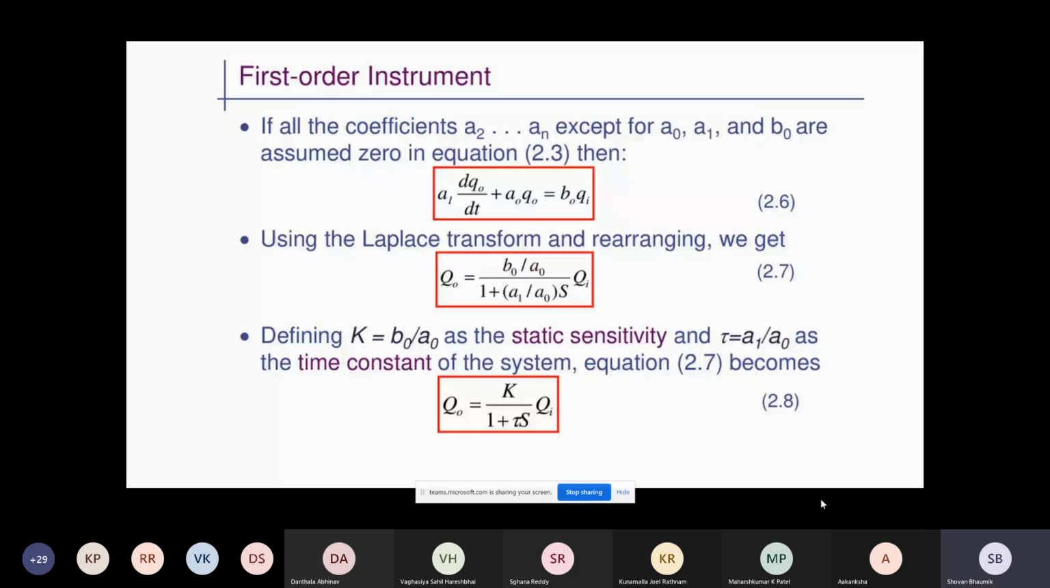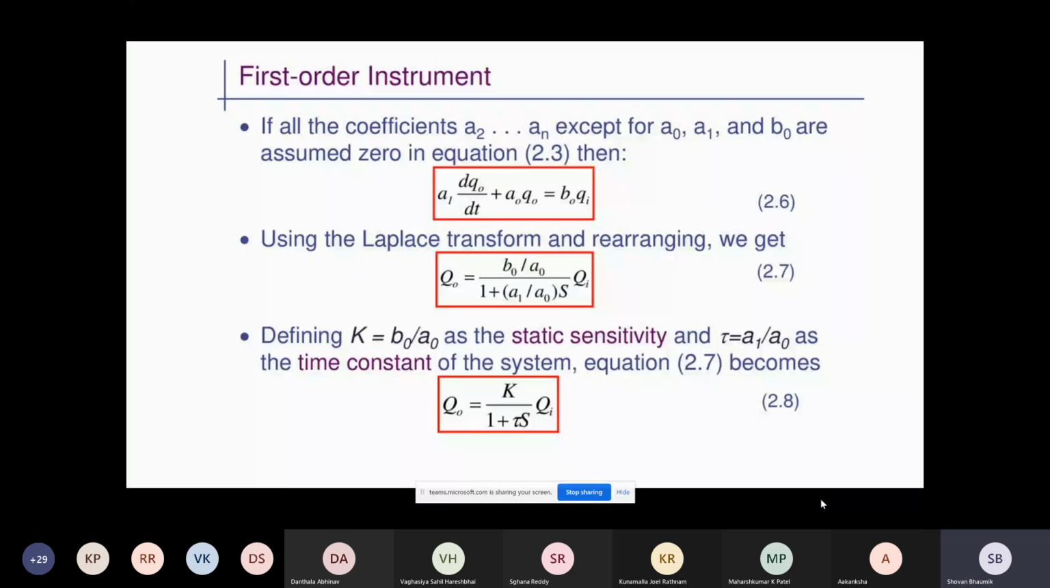You see, one constant is K, which is V0 by A0, which is called the static sensitivity, and there is another constant tau, which is A1 by A0, which is called the time constant. So if you want to use a zeroth order instrument, there is only one constant associated with it, that is K, which is called the sensitivity or static sensitivity. If you are having a first order instrument, there are two constants. One is K, which is called the static sensitivity, and another is tau, which is called the time constant.